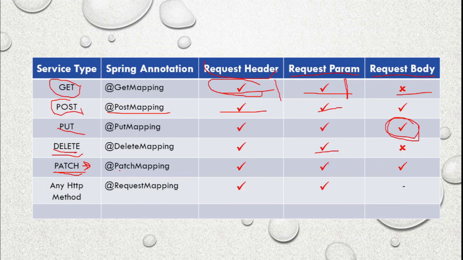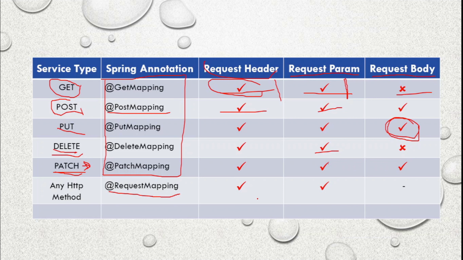Now Spring provided us patch mapping, @PatchMapping, to define patch services. Patch services also support request header, request parameter, and request body, and all of these are specific annotations for specific services. But the request mapping annotation is the superset of all these annotations. So we can define any of these service types by using the request mapping annotation.